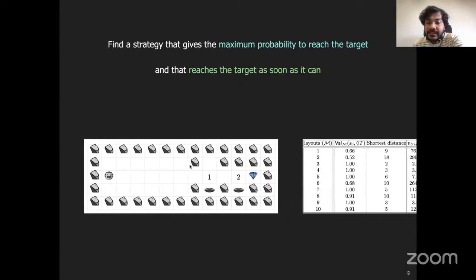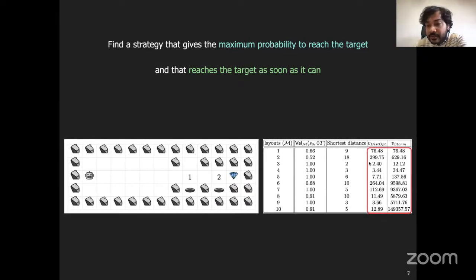Now, when we apply our algorithm, this column is the number of steps that the strategies that we output take. And these are the numbers if you ask Storm, which is a model checking tool, to give you a strategy that would maximize the probability to reach the target. According to those strategies, you would have taken these many steps to reach the target. So you see there's a clear advantage of being able to consider two objectives one after the other.